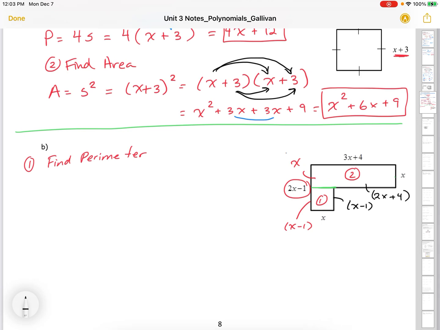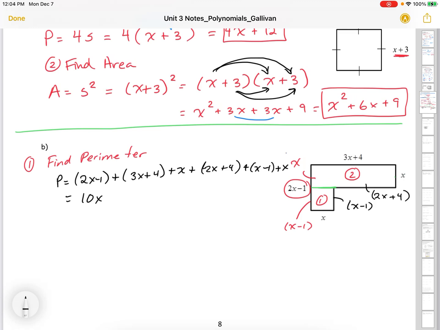Okay, so for perimeter, we're just going to add up all the sides. So P is equal to, let's start 2x minus 1 plus 3x plus 4 plus x plus 2x plus 4. I'm just going around, plus x minus 1 plus x. Now I add all those up. I'm going to combine my like terms. I have 2x plus 3x is 5x, plus another x is 6x, plus another 2x is 8x, plus another x is 9x, plus another x is 10x.